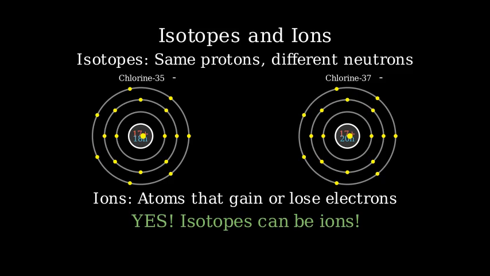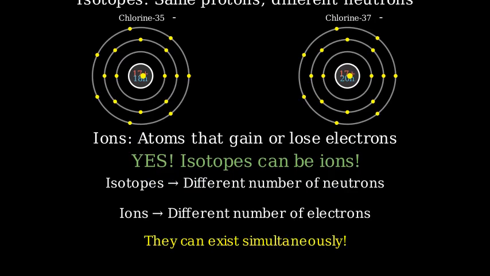In conclusion, isotopes and ions represent different aspects of atomic structure. Isotopes relate to the number of neutrons in the nucleus, while ions relate to the number of electrons. An atom can be both an isotope and an ion at the same time.